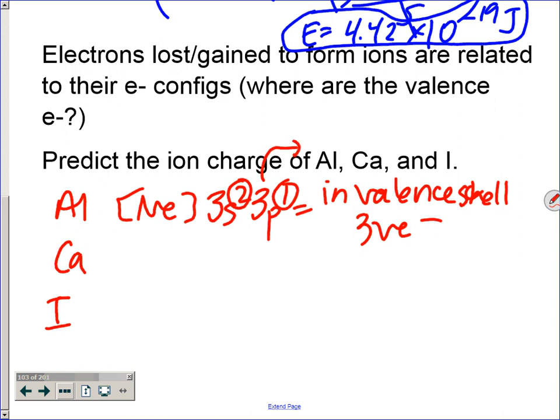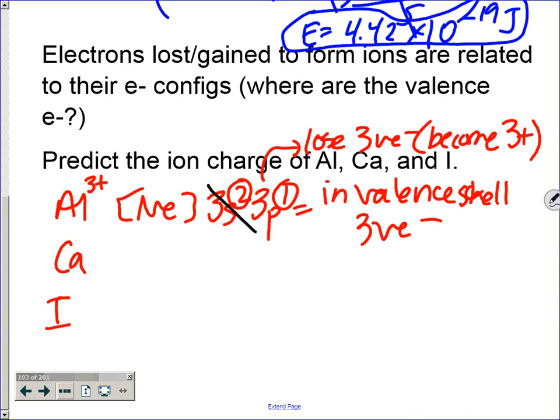It's losing the 3 valence electrons to become what charge? Losing 3 electrons, loud and proud, please. Positive 3 charge. So therefore, aluminum becomes a 3+ charge as it takes away its valence electrons. That's really your whole thought process. I did it in a really long-winded fashion. You can do it a little shorter, okay?